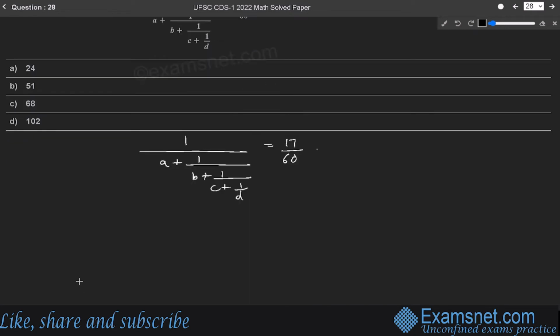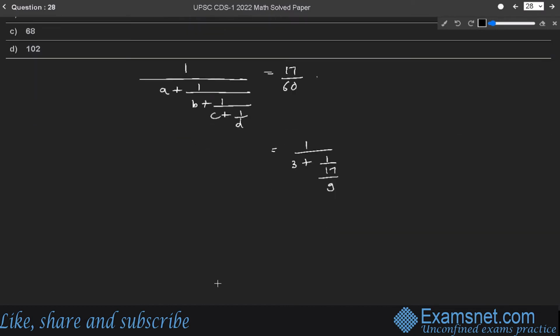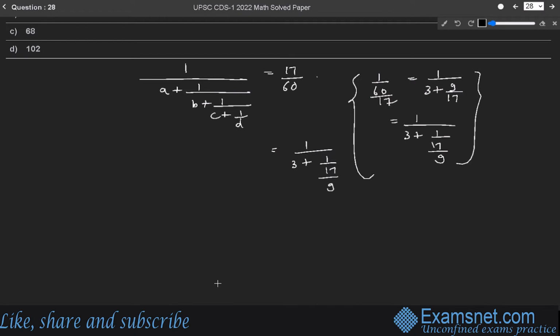So 17 by 60 can be written as 1 upon 3 plus 1 upon 17 by 9. Further, we can also see this part. It will be 1 upon 60 upon 17 when taking the reciprocal. Then it will be equal to 1 upon 3 plus 9 upon 17, which will be equal to 1 upon 3 plus 1 upon 17 upon 9. So in this way, 17 by 60 can be written as this.